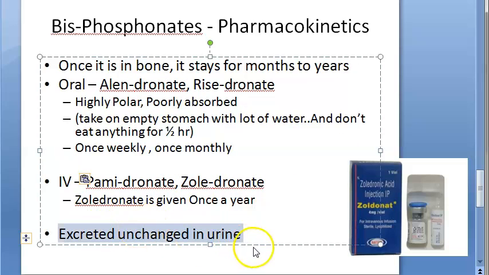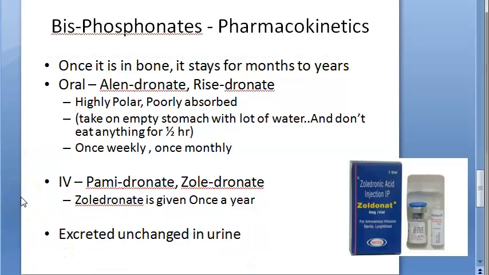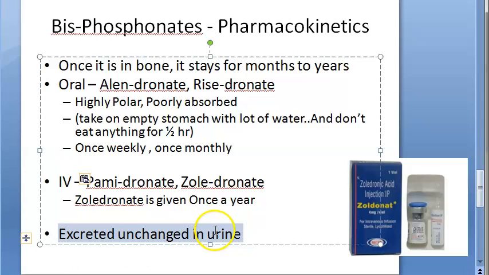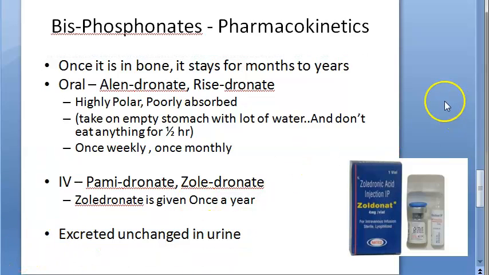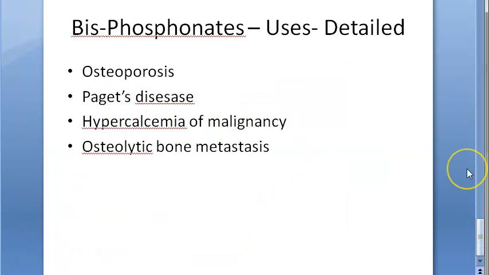It is excreted unchanged in urine. Whatever goes to bone goes and stays there for months to years, and whatever is not taken up is just excreted unchanged in urine. So that was about the pharmacokinetics.